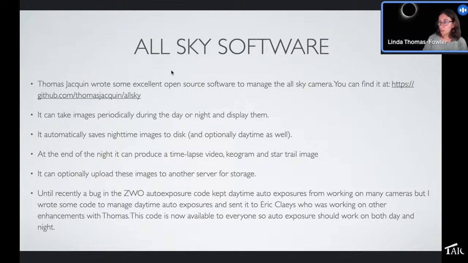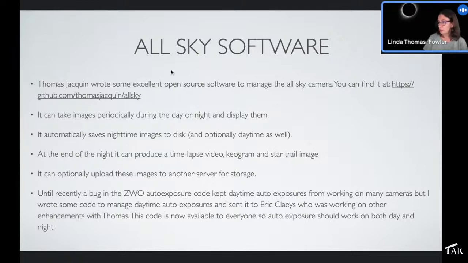Now, until recently, there was a bug in the ZWO auto exposure code. Actually, the bug's still in ZWO's auto exposure code, but I really like the software, but during the day on a lot of the ZWO cameras, it just was not accurate. It would seriously overexpose 2 out of every 3 frames. And so I downloaded Thomas's code and kind of dug into what was going on and took a stab at writing my own auto exposure code, and it worked.